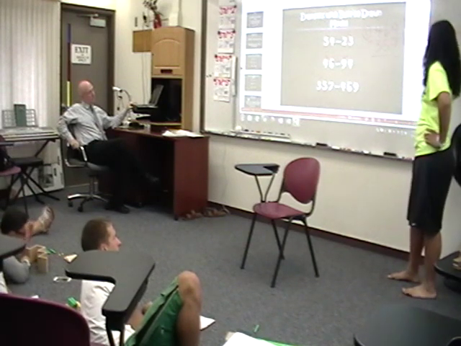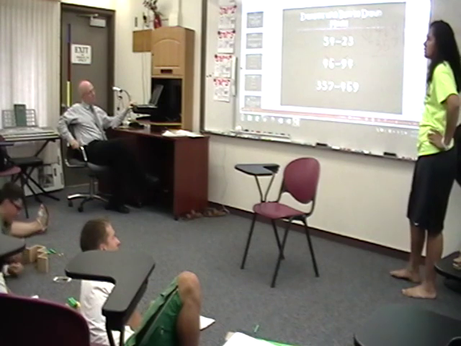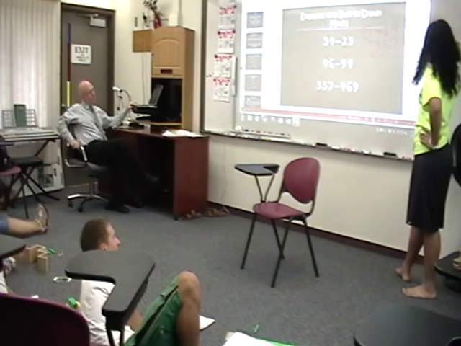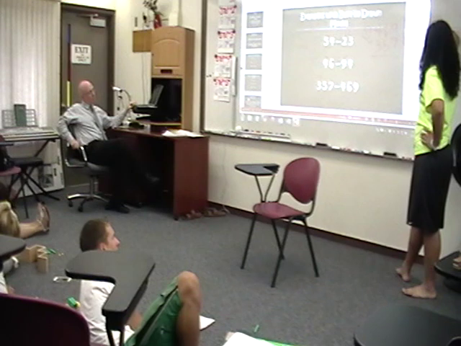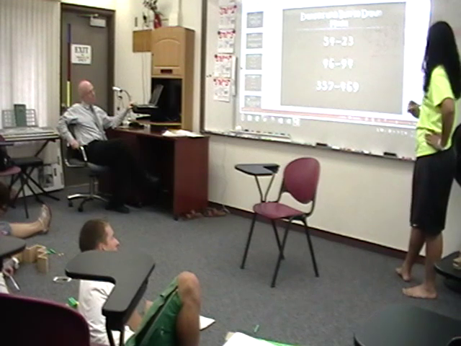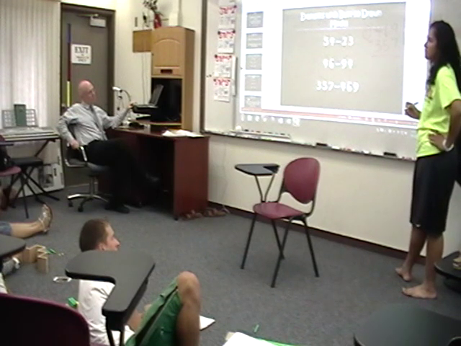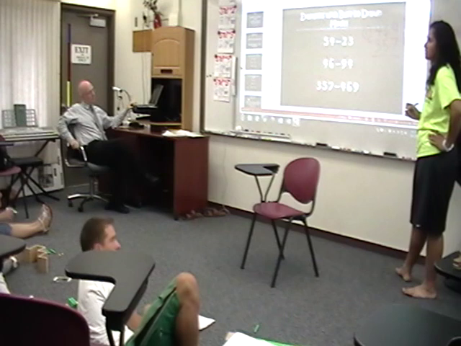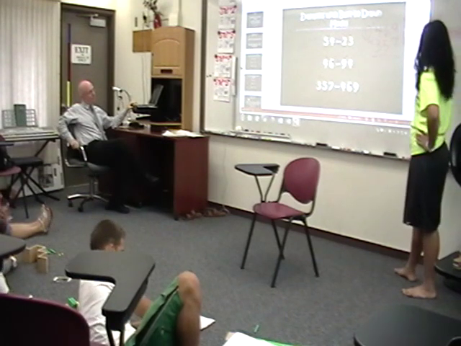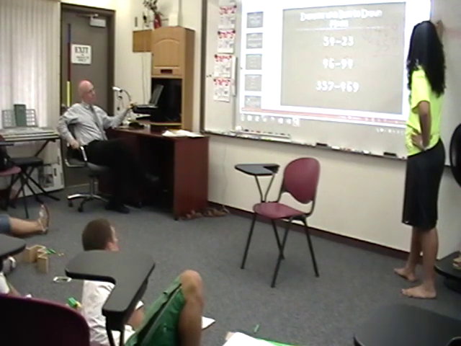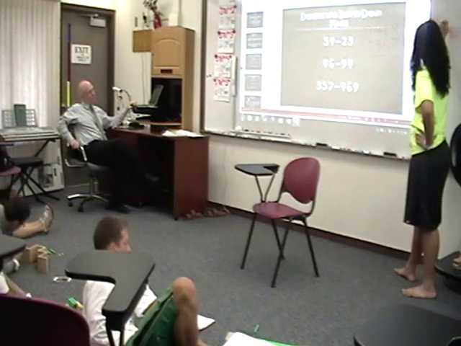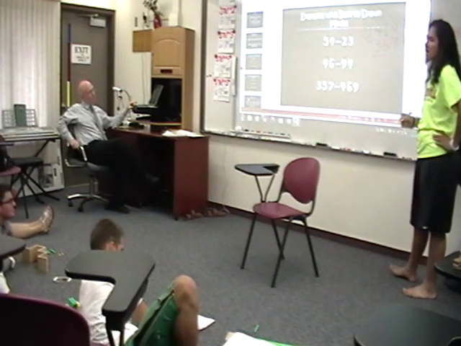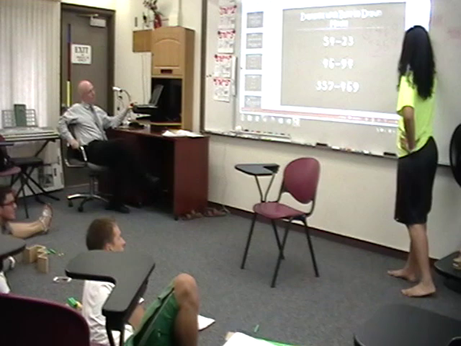So how many are we taking away from the ones place, Chelsea? Seven. One, two, three, four, five, six, and seven. From the tens place, Jack. Five. One, two, three, four, and five. From the hundreds place, Claire. One. Wait, are you sure?